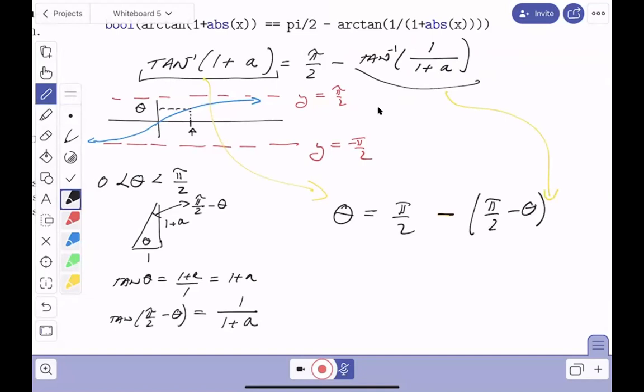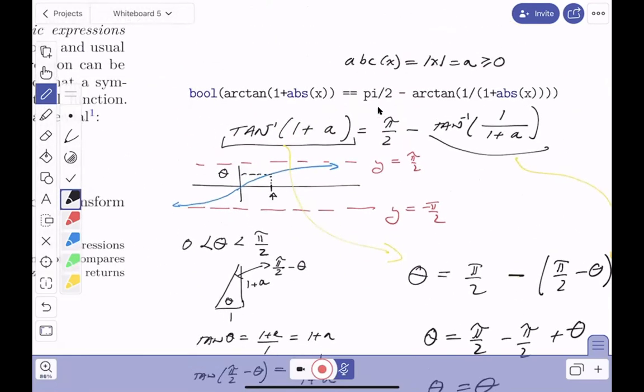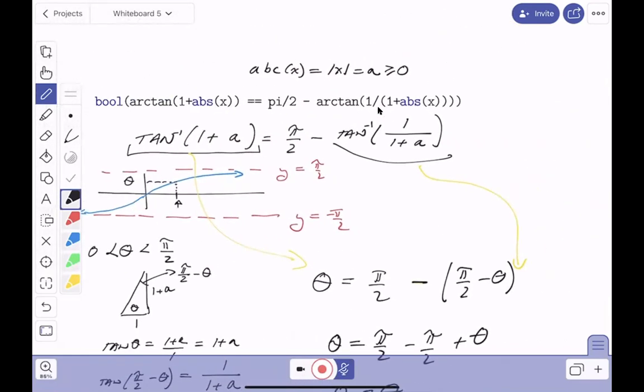Now, someone says, if I read a book and every page took me this much time to get through, I would never get to the end of the book. That may be true. However, over time, you're going to get much faster because you are actively engaged in this. Now, what do I get over here? I get theta equals pi over 2 minus pi over 2 plus theta. What do I get? Theta equals theta. So now I know this is an identity. This is an identity that's actually true for all x.